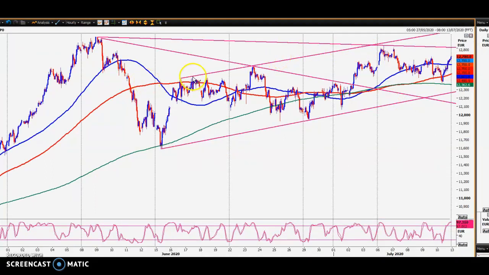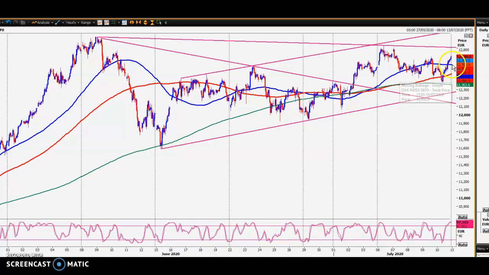Actually, this is probably more relevant, this slightly upward sloping channel with that upper trend line there and lower trend line there. But let's keep an eye on this trend line as well, which would be the upper trend line for the triangle. That comes in at 12,800, 12,810. So that's going to be key on the upside.